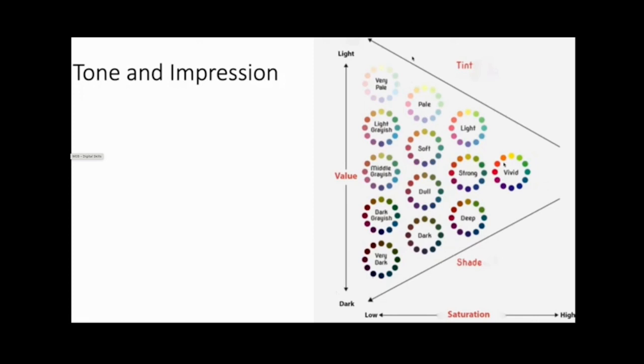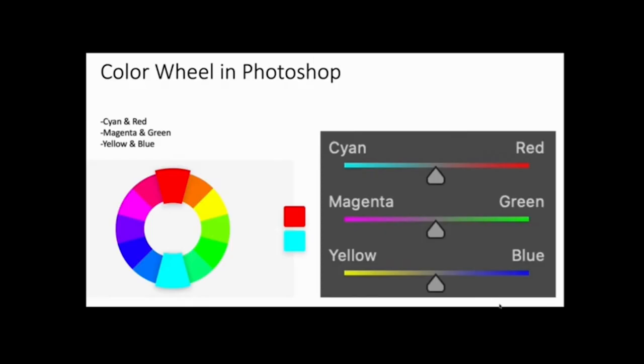changes color. So as you go down on the shade, down on the value, you'll come to very dark, dark, deep, very dark. And then if you go up to the top and add more light in the value, you'll get very, very pale, pale, light, and so on and so forth. When you get into Photoshop, you'll notice that you have these options to manipulate the color. So we have cyan and red, magenta and green, and yellow and blue.